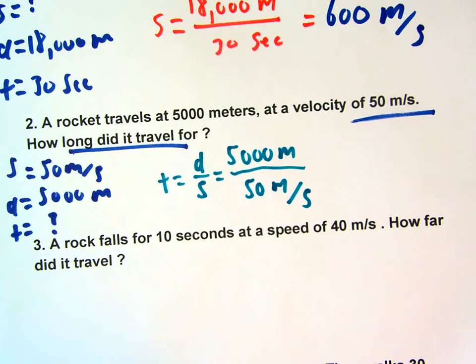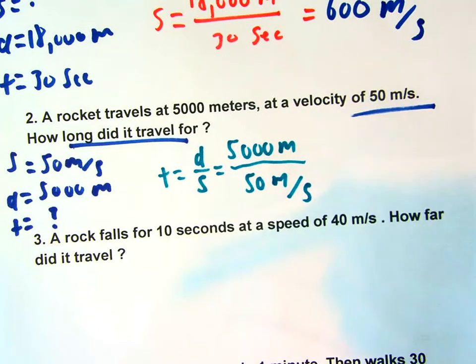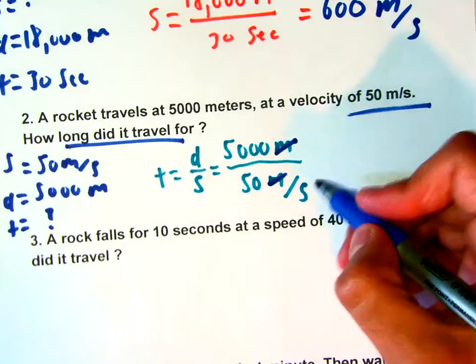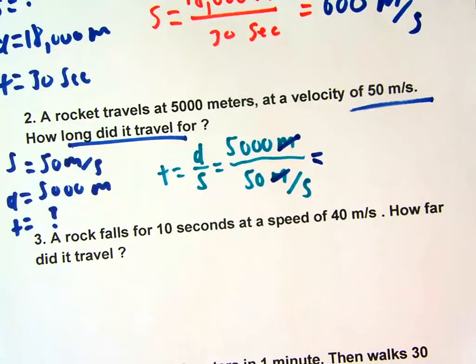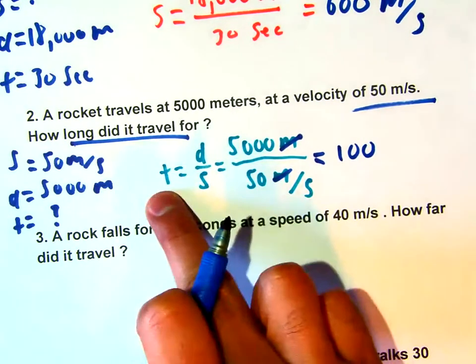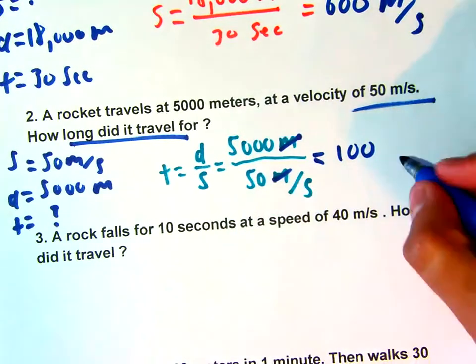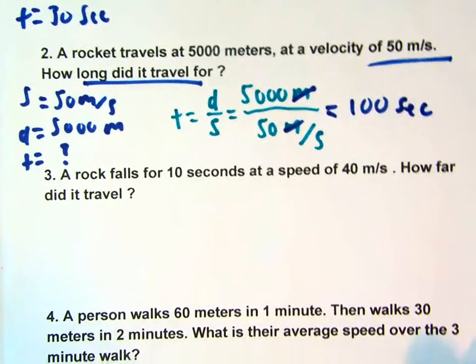Okay. If you notice, you have meters on top and you have meters on bottom. Whenever you have something on the top and the bottom of a fraction, they cancel out. So this cancels out, this cancels out, right? I'm left with seconds. So you go ahead, you do the math for that. 5,000 divided by 50 will give you 100. What are my units? Well, it's time, so it should be seconds, right? And it makes sense because if these units cross out and I'm only left with seconds, my units are seconds. Okay, it's pretty easy. All right, next problem.